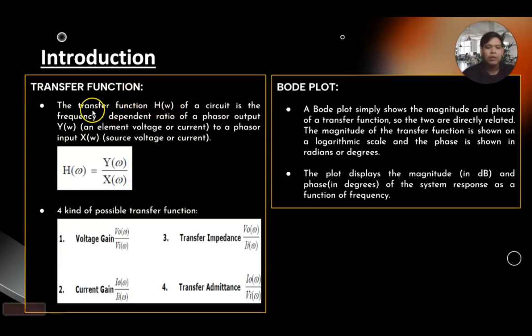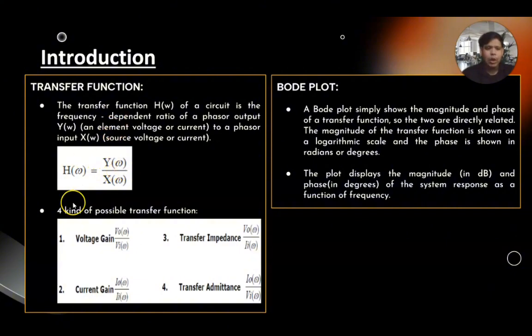The transfer function of a circuit is the frequency dependent ratio of a phasor output Y omega, which is the element voltage or current, to a phasor input X omega, the source voltage or current. So this is the formula of the transfer function: H omega equals Y omega divided by X omega.